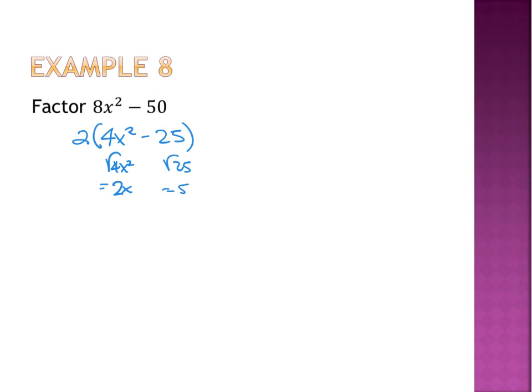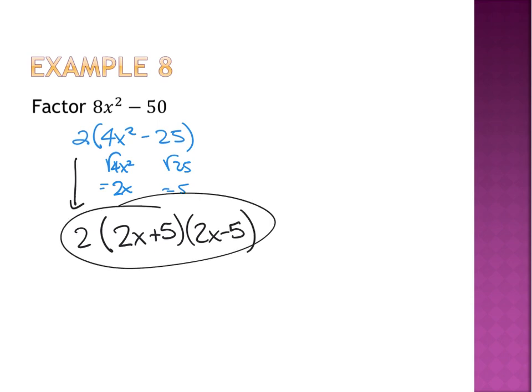So that means that I can go ahead and bring my 2 down because that's going to be part of the factors. And I have 2x plus 5 and 2x minus 5. And these are my factors.